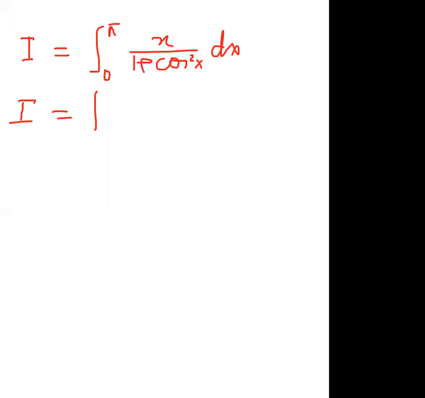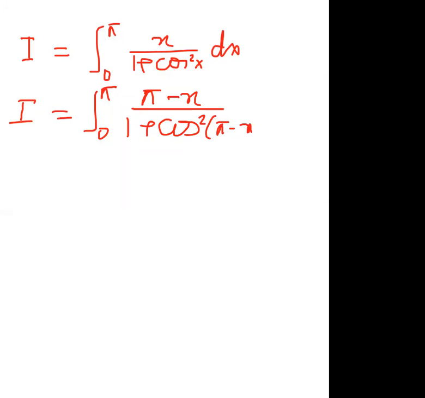Good morning, dear students. Today we are going to do some more questions based on definite integrals. So it is the integral from 0 to pi of x upon 1 plus cos square x dx. So I is equals to the integral from 0 to pi. I'm applying the property: pi minus x upon 1 plus cos square of pi minus x, dx.